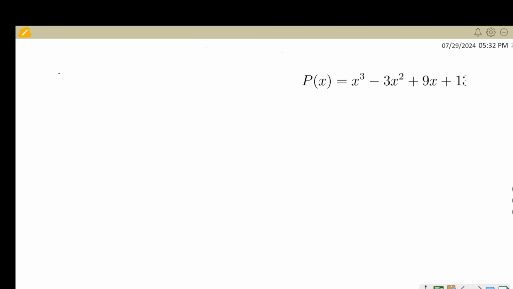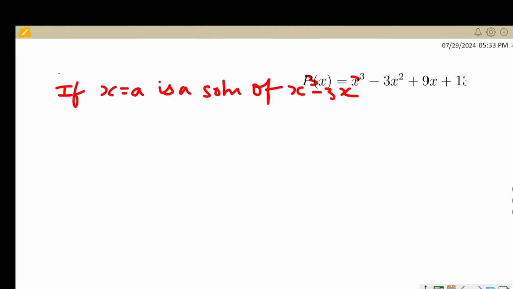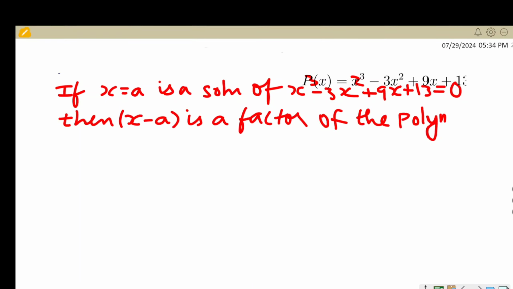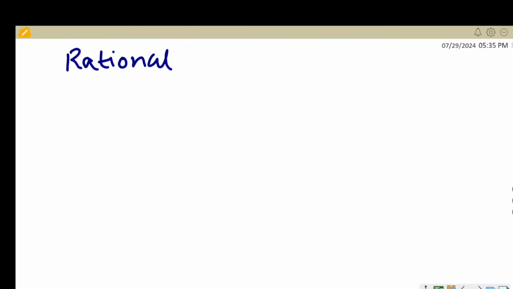Let's take a cubic polynomial p of x equal to x cube minus 3x square plus 9x plus 13. If x equal to a is a solution of x cube minus 3x square plus 9x plus 13 equal to 0, then x minus a is a factor of the polynomial. For synthetic division, we need to find a solution for p of x equal to 0 first. Then we can proceed. For that, let's use the rational root theorem.